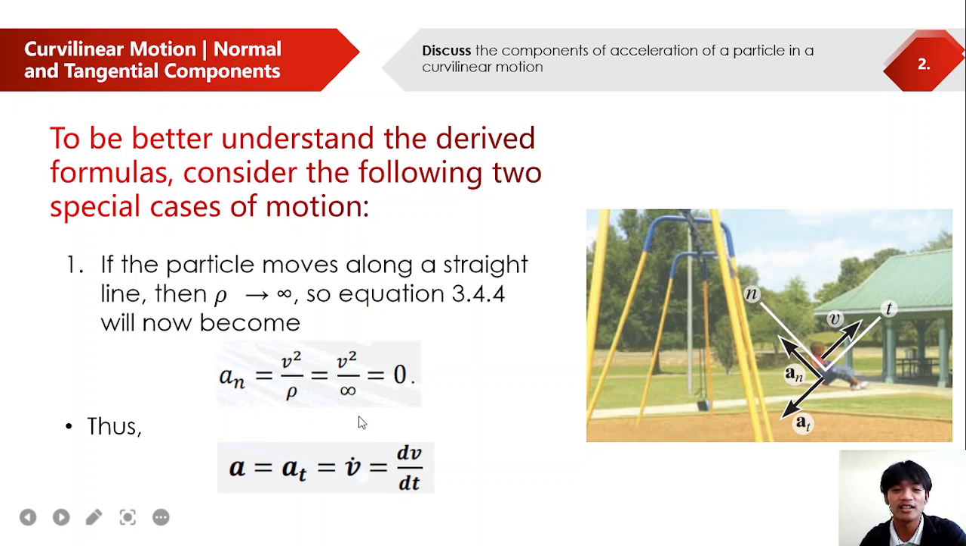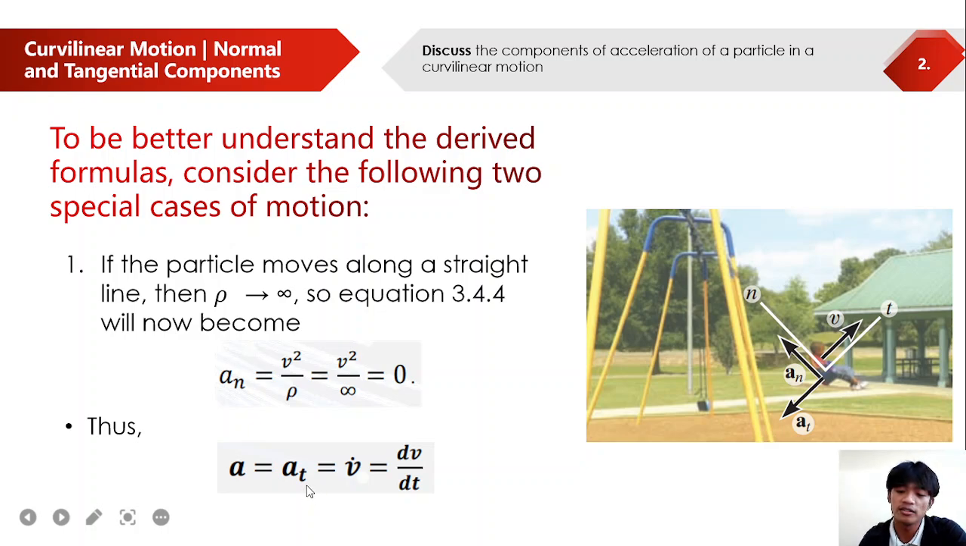But sa rectilinear na manner, yung a sub n natin will be equal to zero since our rho will approach infinity. So any variable, any constant, divided by infinity, it will approach zero. Okay? So, ayun nga, a is equals to a sub t na lang is equals to dv over dt. Kumbaga, ang pag-compute na lang natin sa magnitude of acceleration in a straight line manner will be a sub t na lang.